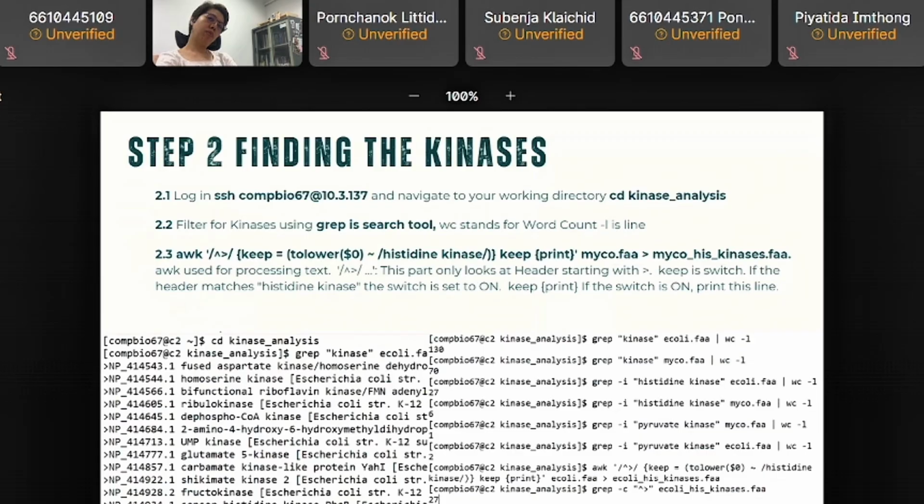But if we just pick one, histidine kinase, there are 27 in E. coli and 6 in Mycobacterium. When we turn to pyruvate kinase, there's only 1 in Mycobacterium and 2 in E. coli. And for the third step, we use awk to keep only histidine kinase, and then we save it as another file named myco_hist_kinase.faa.